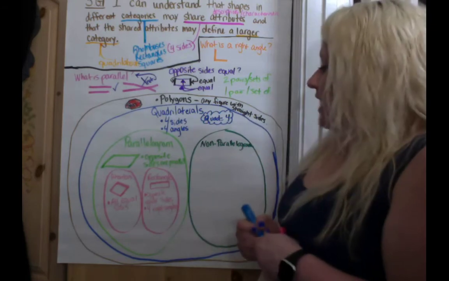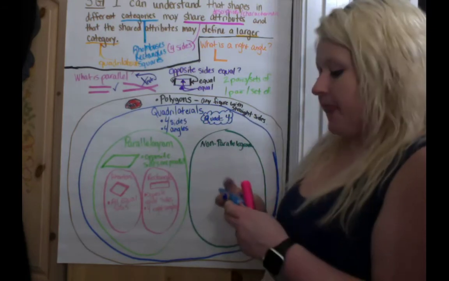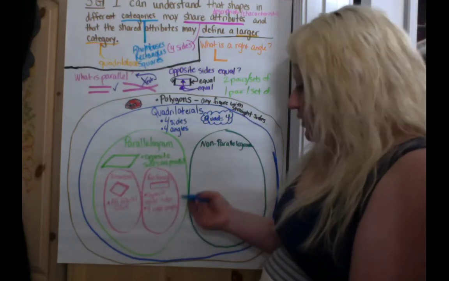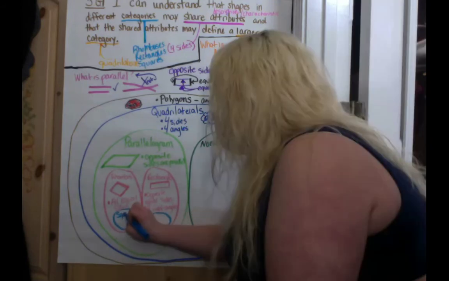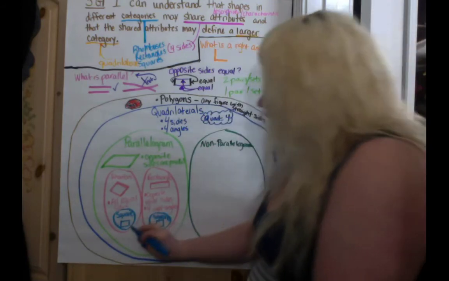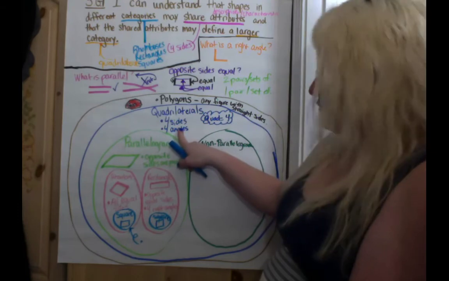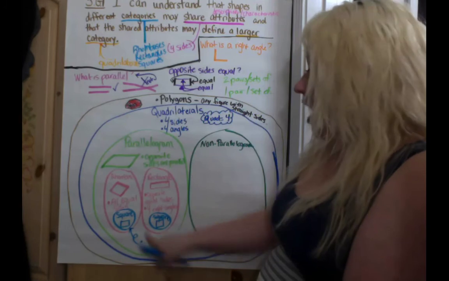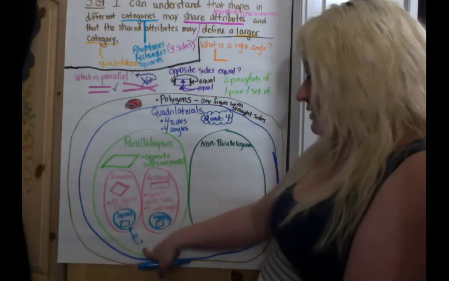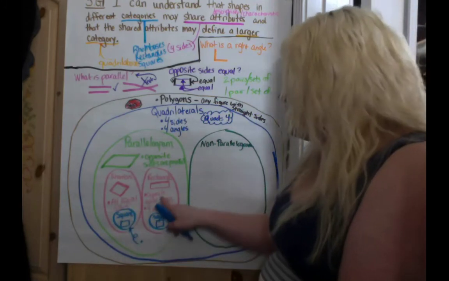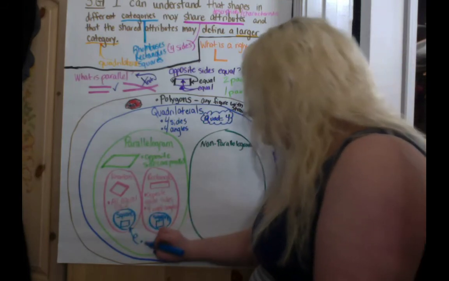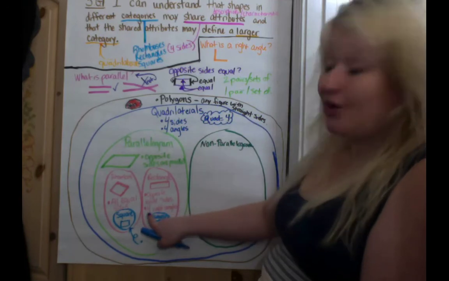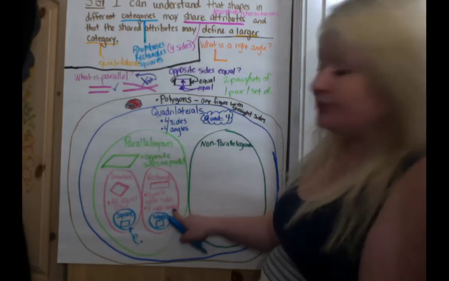Now, there's one more category in parallelograms. And this one is going to be inside both. Square. And I'm going to list the attributes down here. It has four sides and four angles. Its opposite sides are parallel. It's going to have all equal sides. But then it also has four right angles.